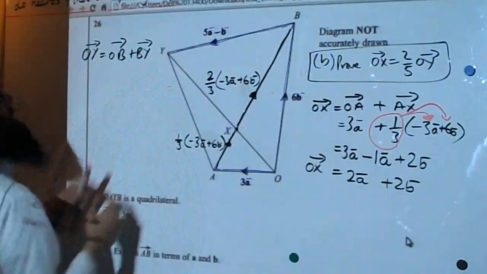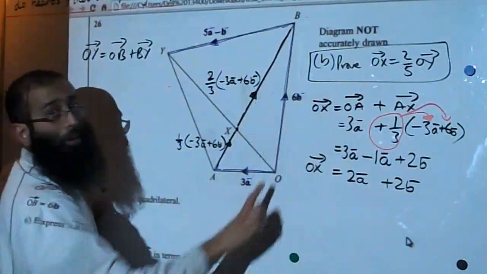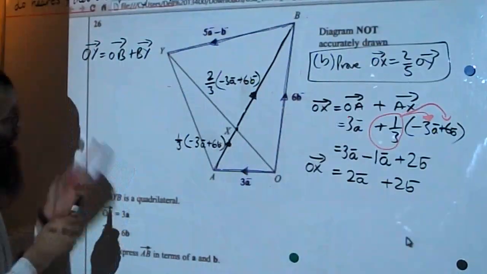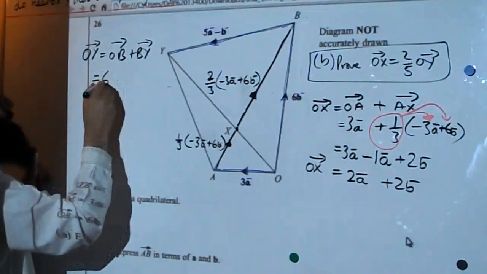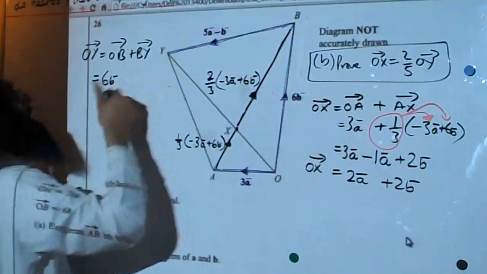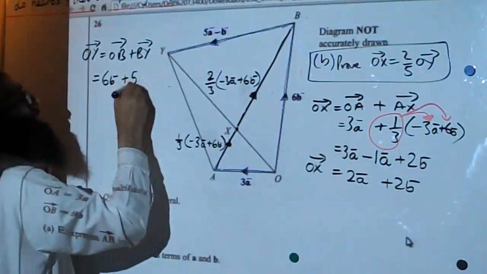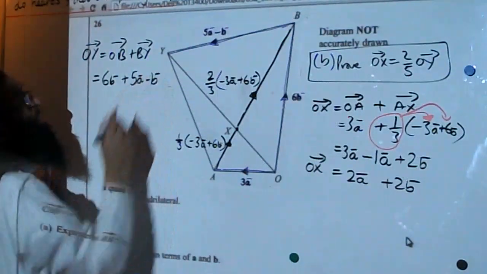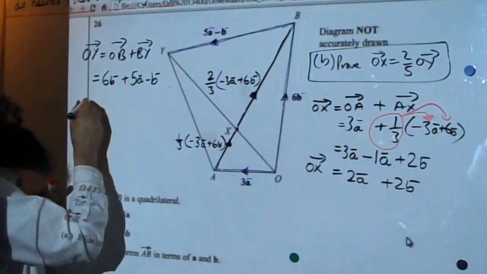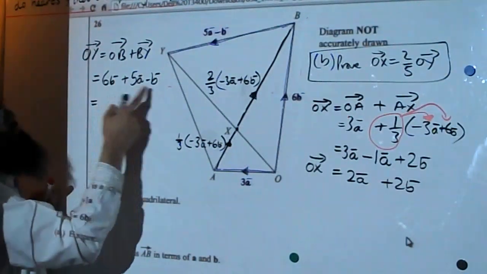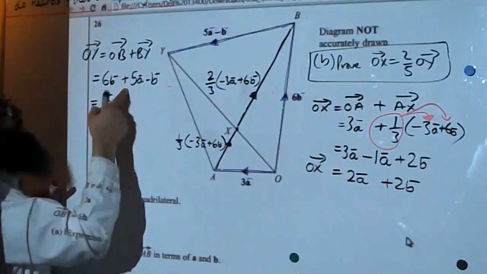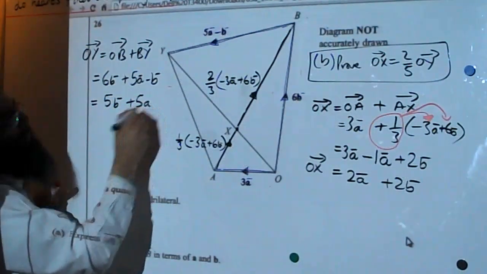So we can go this way and then that way to get from O to y, scenic route. Now O to B is in the direction of 6b, so it stays at 6b. It's not in the reverse direction. And then B to y is in the direction of 5a minus b. Now we need to simplify that as well. There's no brackets here to multiply out. So I have 6b minus b, that will give us 5b, and plus the 5a.